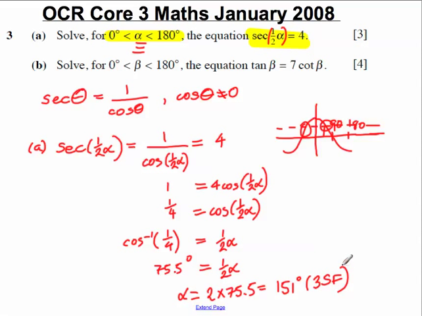Obviously, what I would do at the end of a question like that, I would just check that this is true. Well, 151, if I halve it, divide it by 2, I get 75.5. If I work out the cos of 75.5, I get 0.25 about, and if I do 1 divided by that, I get about 4, which is what I'm looking for. Hence, my answer seems reasonable.